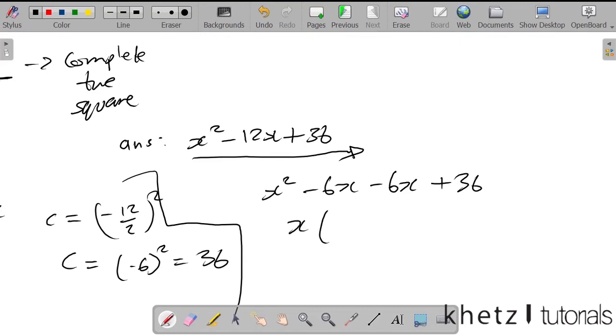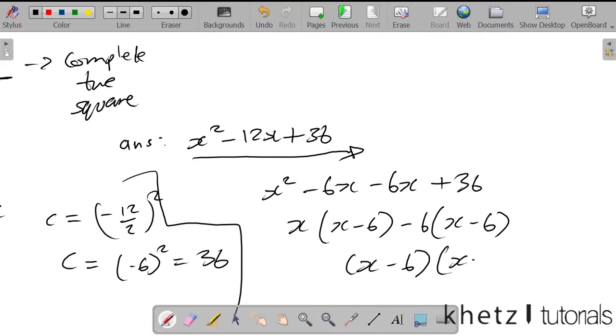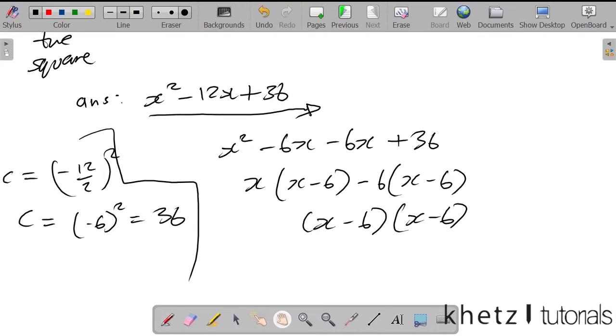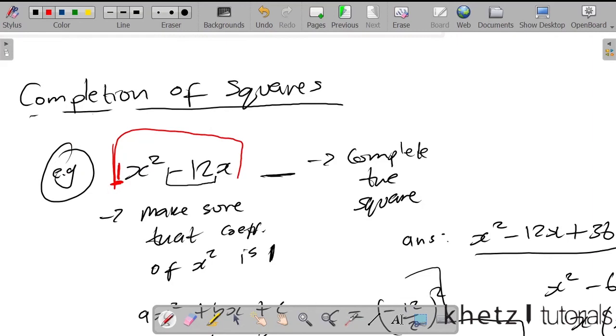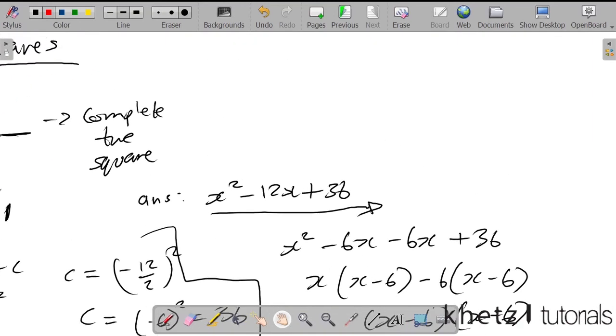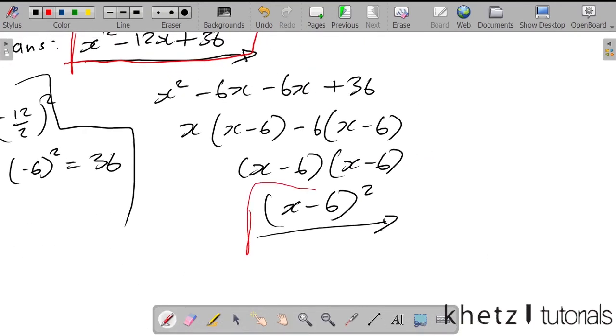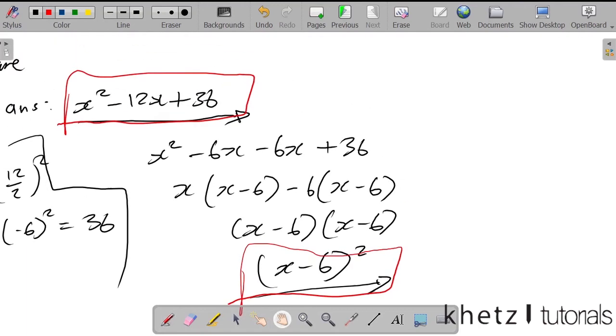Then you're going to say x, then x subtract 6, and then x subtract 6 as well, which means we have x subtract 6 multiplied by x subtract 6. And the result of that is x subtract 6 squared, which means we've essentially transformed our original equation, which is over here, into a perfect square. It became x subtract 6 squared, from this 36 which we added. So that is what completion of a square talks about.